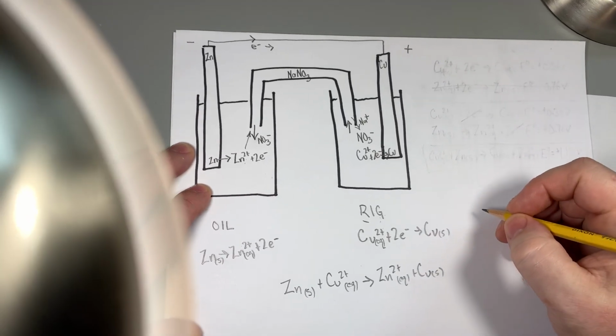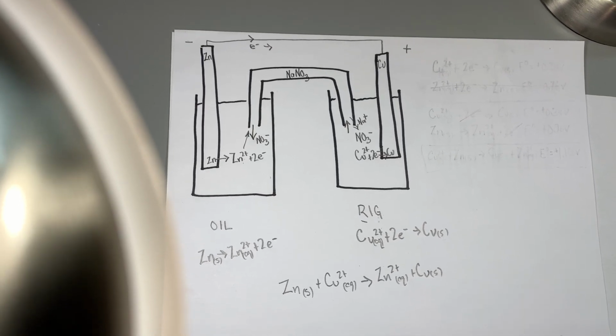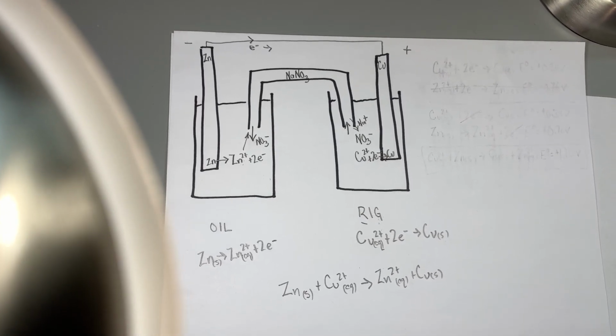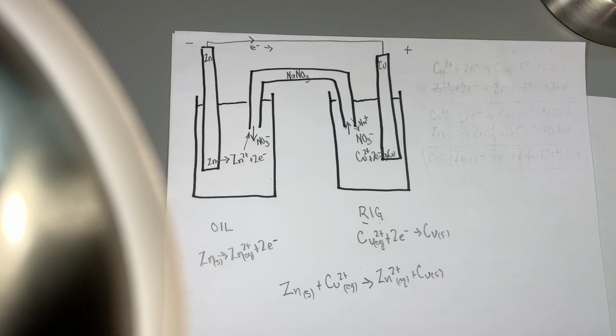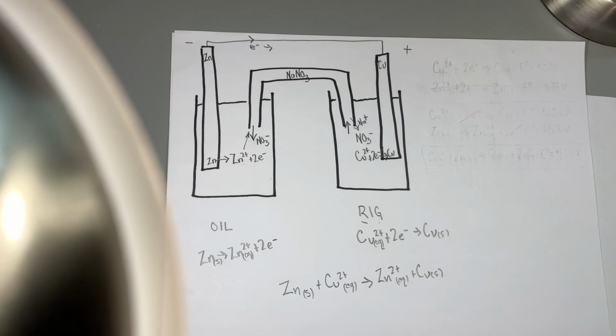Hi, we're going to calculate the electrochemical potential now for the cell we just drew, and I'm going to show you how I knew that zinc was on the left and copper is on the right. This electrochemical cell involves Cu2+ and copper, Zn2+ and zinc.